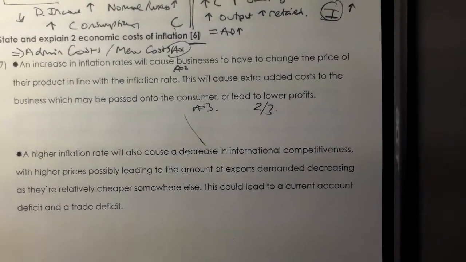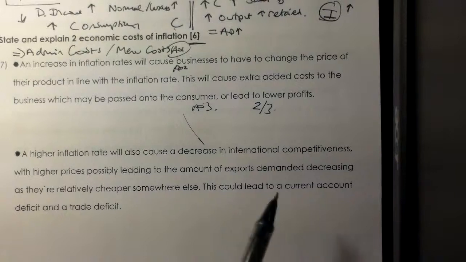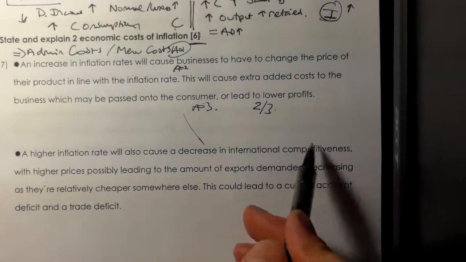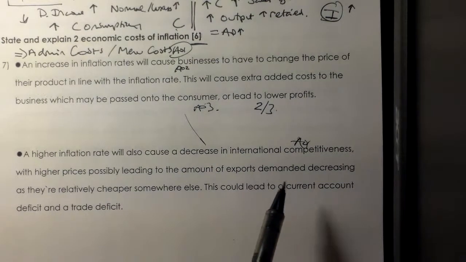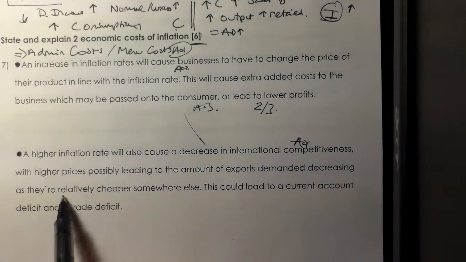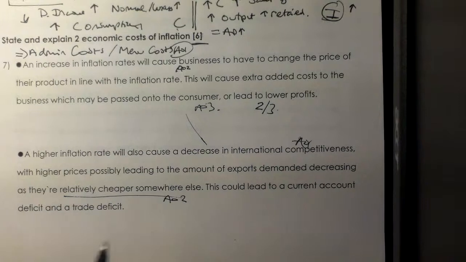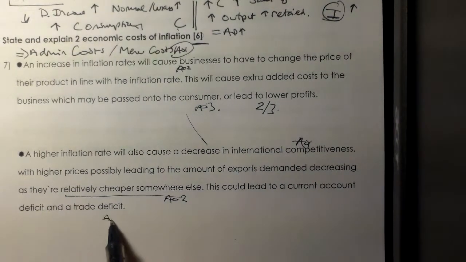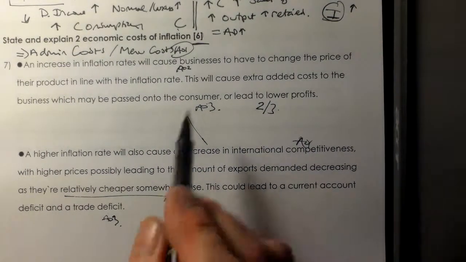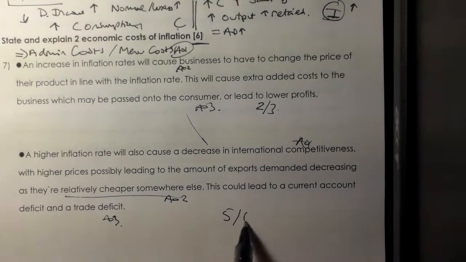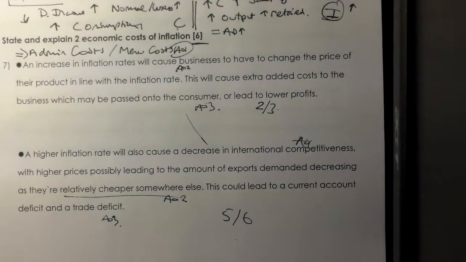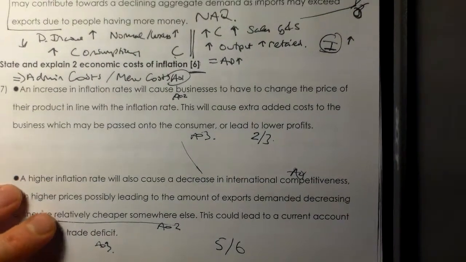The second part, higher inflation rate will always cause a decrease in international competitiveness. So we've got a point there, AO1. Higher prices will lead to the amount of exports demanded decreasing as they're relatively cheaper somewhere else. AO2, this could lead to a current account and trade deficit. AO3. So the second part has that kind of point, then the evidence, then the explaining. So overall, 5 out of 6 for that answer.